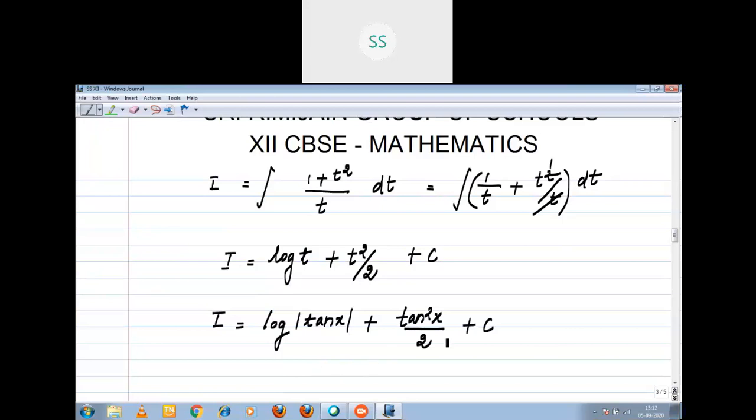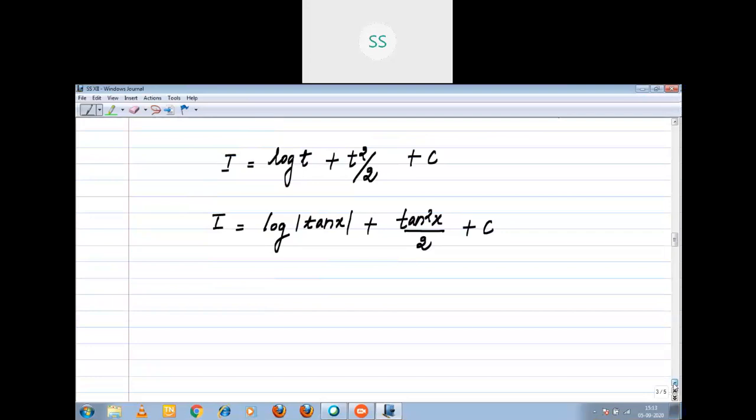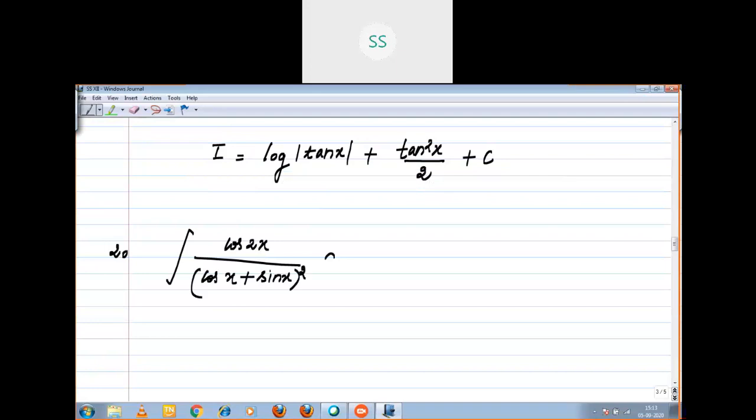Now I am going to move to question number 20. You have to listen carefully, children, to what I am doing, how I am replacing and adapting the terms. Question number 20: integral cos 2x divided by cos x plus sin x the whole square into dx.